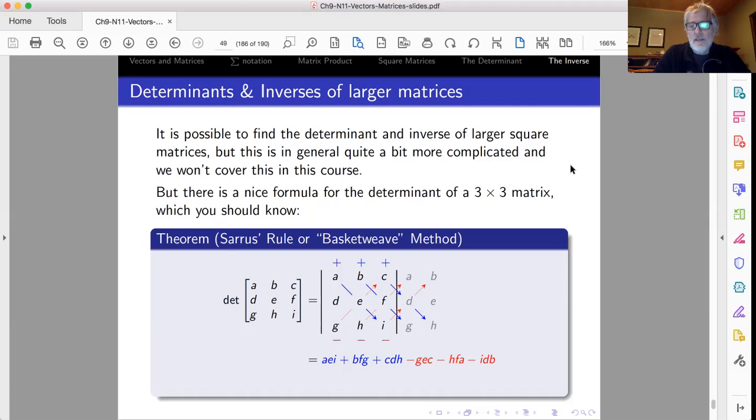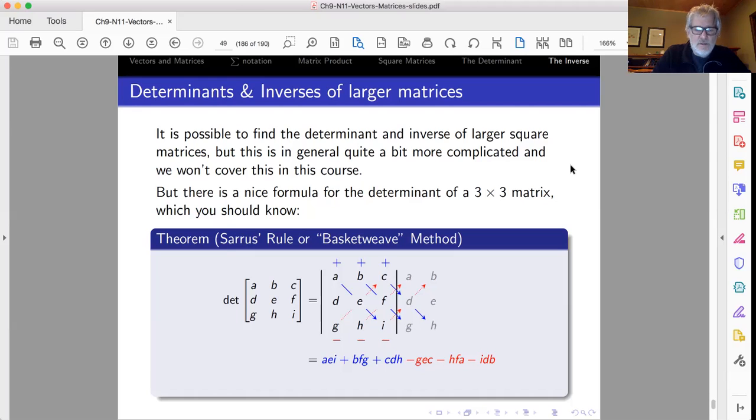So there are many different ways of computing this determinant. You will always get the same answer, obviously, but the methods, the techniques are different. So here is perhaps the simplest way to compute a 3 by 3 determinant. It's called Sarrus's rule, or the basket weave method.